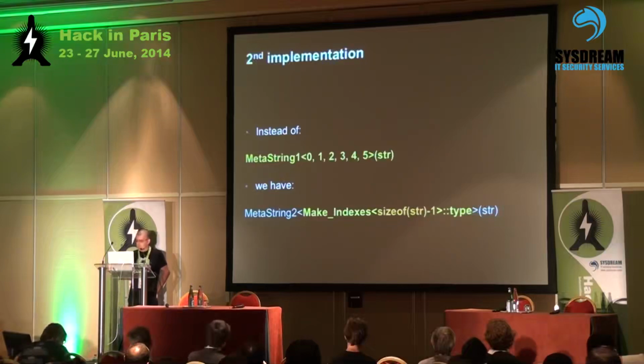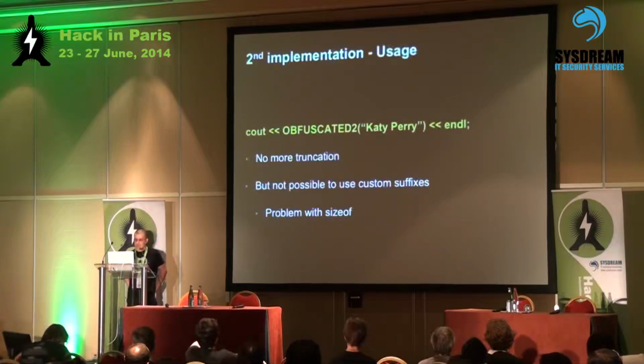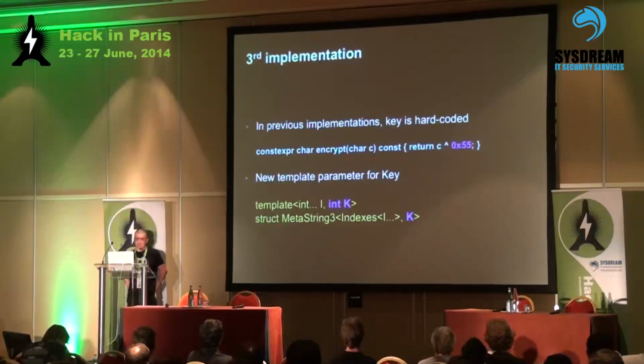But I still have some limitation in my implementation, because as you see, the key is hard-coded. What I want is to be able to generate a different key for each string and, if possible, also for each compilation. And to be able to do that, I'm just adding a new parameter to my template called k.